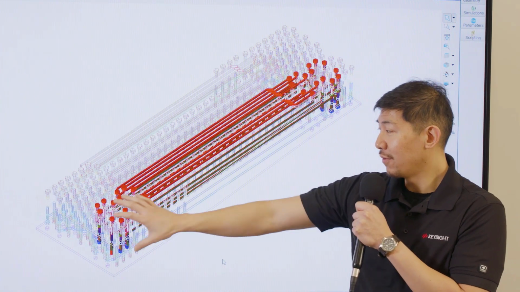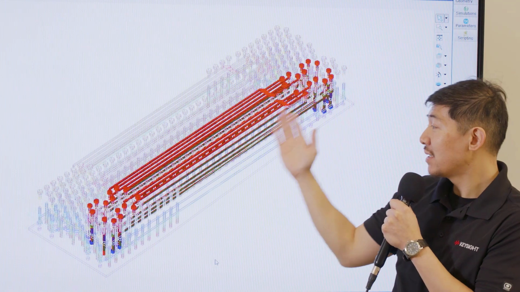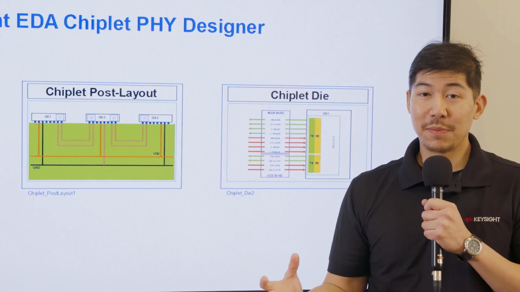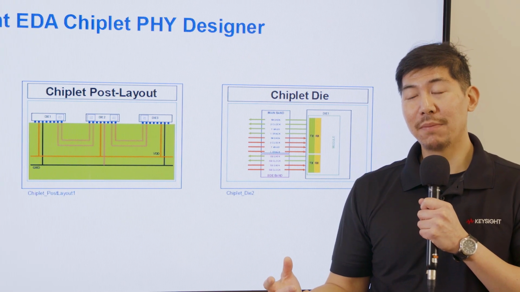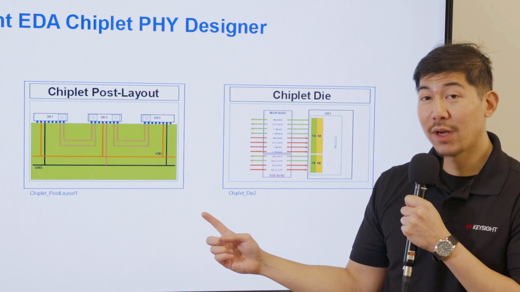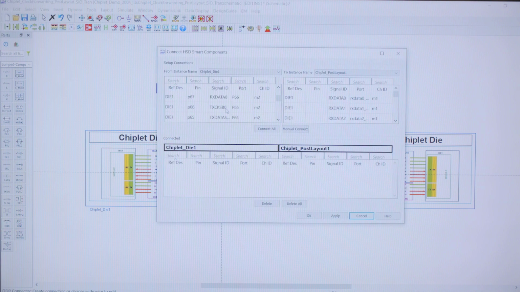On the bottom left will be your die 1, on the top right will be your die 2, and this is the interconnect between them. Once the 3D EM model has been captured by SiPro, it can be put back into the chiplet post layout component. Then we can make the connections. To make the connection, it's very simple. You will click on the wiring button, click on the die, and the interconnect. All 64 of these connections can be connected with one click.